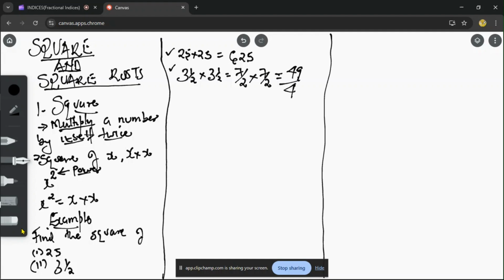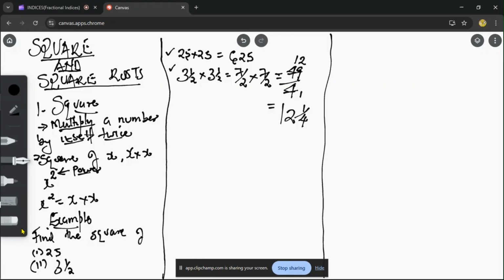I can change back into a mixed fraction. 4 goes into 49, 1 time, and in 9 it goes 2 times because of 8, then remainder 1. So this is the same as 12, remainder 1 over 4. So this is the square of this number. This number multiplied by itself twice will give you that.